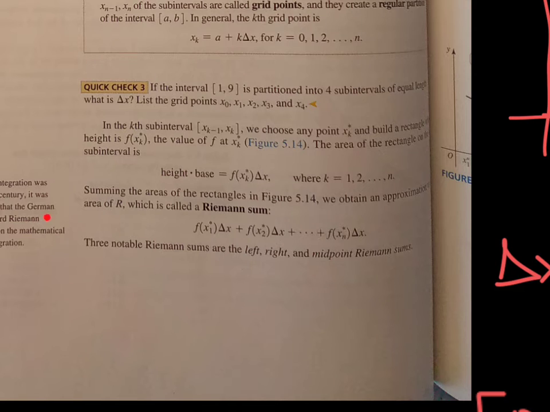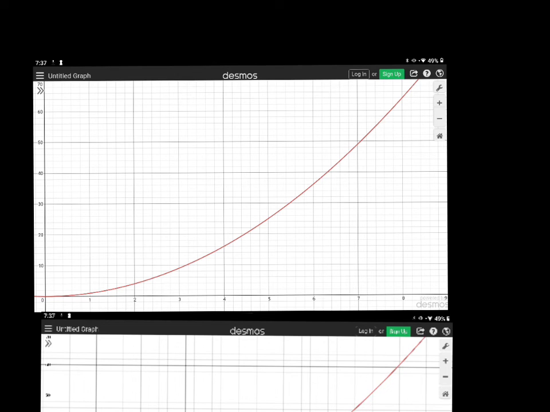Now, this x sub k, x star sub k, however you want to say it, can be any point on the rectangle. But let's get real, you're not going to just randomly pick numbers. Let's keep it easy. We're either going to pick the left-hand side of the rectangle, the right-hand side, or the midpoint. Those are our three options. So I'm going to go through all three versions of the Riemann sum: the left Riemann sum, the right Riemann sum, and the midpoint Riemann sum.